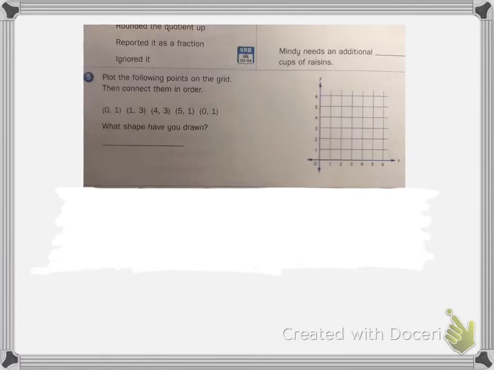The last one says plot the following points on the grid and then connect them in order. So we have 0, 1, which is right here. Then we have 1, 3, 4, 3, 5, 1, and then 0, 1. So we have drawn a trapezoid.